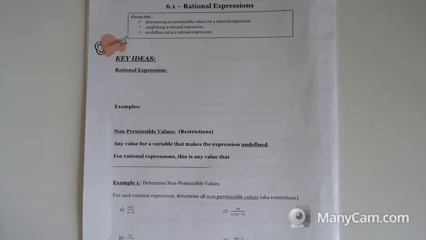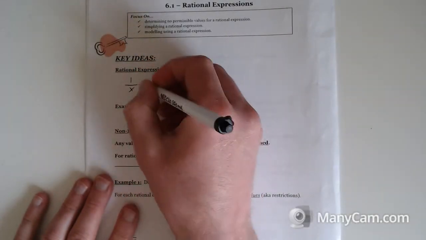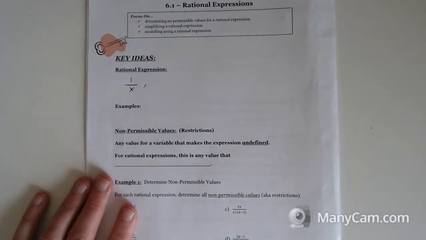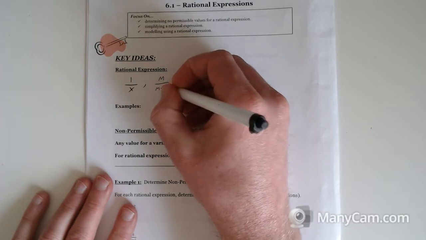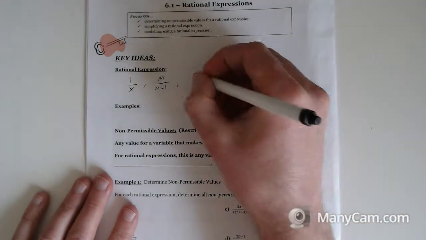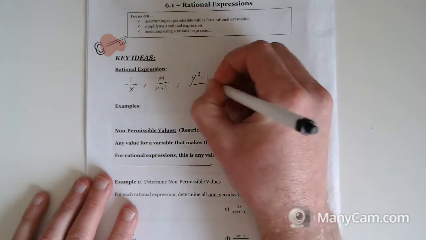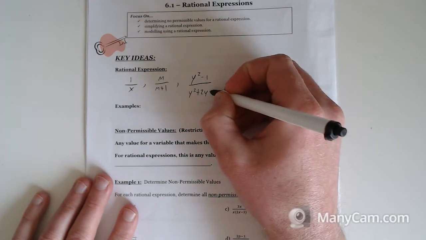What is a rational expression? A rational expression is an algebraic fraction with a numerator and a denominator that are polynomials. What the heck does that mean? So it could be all sorts of things. Something like 1 over x could be a rational expression. Or it could have variables on the top and the bottom. It could be longer polynomials on the top and the bottom, like y squared minus 1 all over y squared plus 2y plus 1.